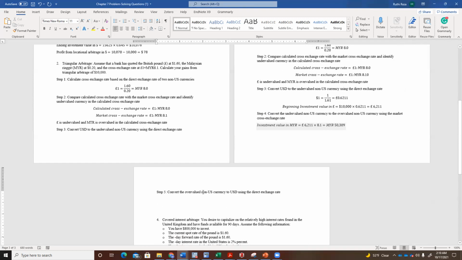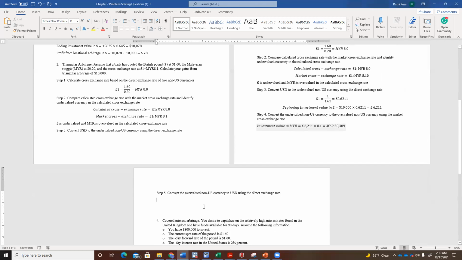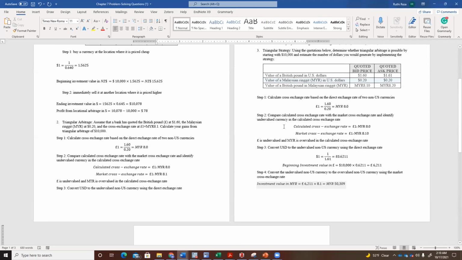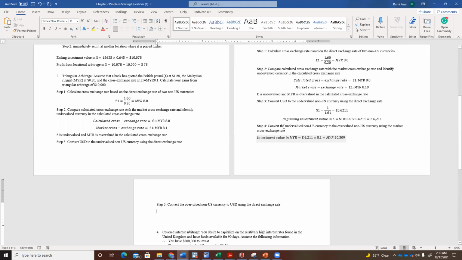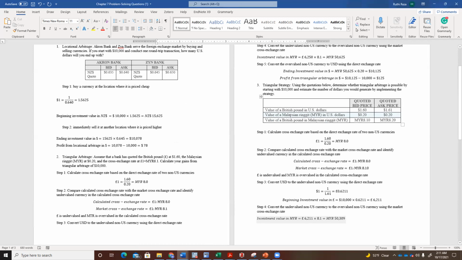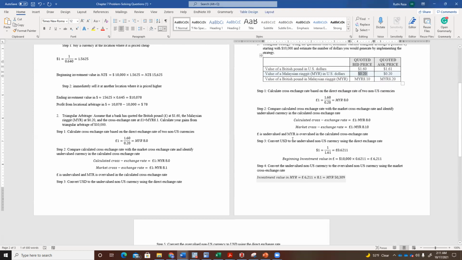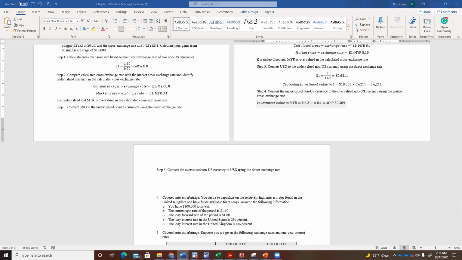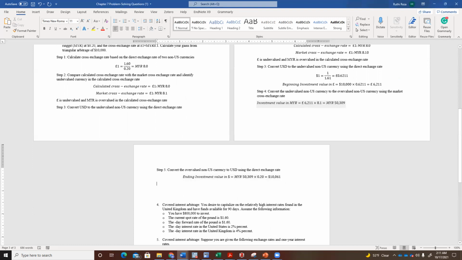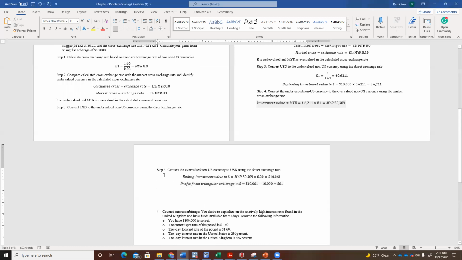Okay. Now, in the very last step, we are going to convert our Malaysian ringgit into dollar. So again, in this case, what you are going to do? You are going to sell Malaysian ringgit. If you want to sell, what you are going to get in the market? You are going to get the bid price. So here the bid price is how much? 20 cents per dollar. So using that exchange rate, our ending investment value is $10,061, and then our profit from this triangular arbitrage is $61.